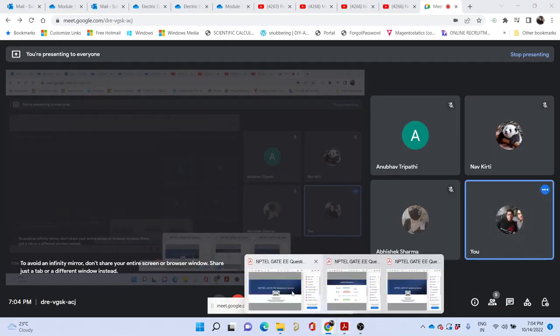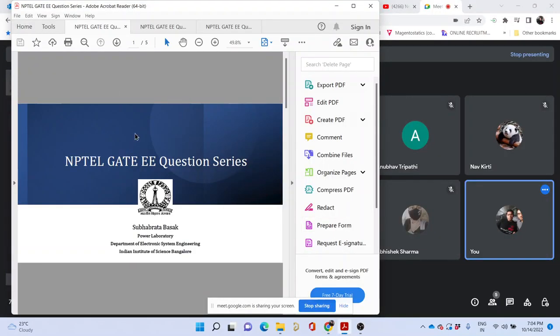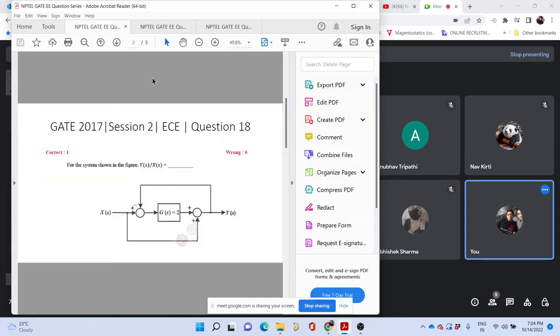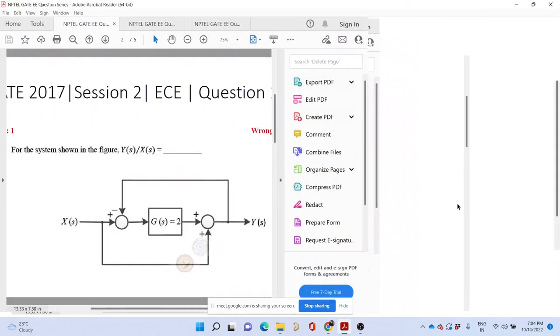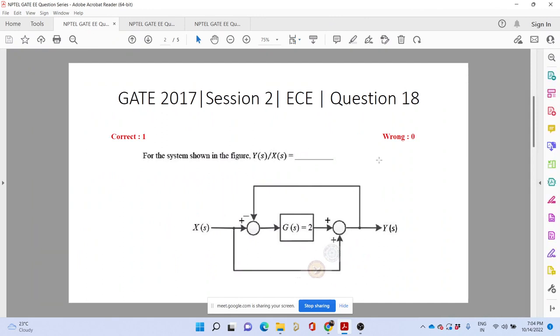So this is the question. The system has been given to you. A block diagram has been given, and you need to find out the transfer function. It's a very similar sum which you have been doing for a long time. Try to do it as fast as possible and tell me the answer. I will give you 3 minutes. It is 7:04, so at 7:07 I would be asking you for the answer.